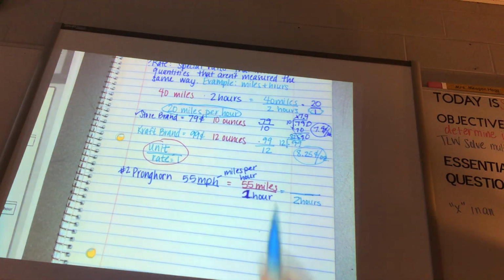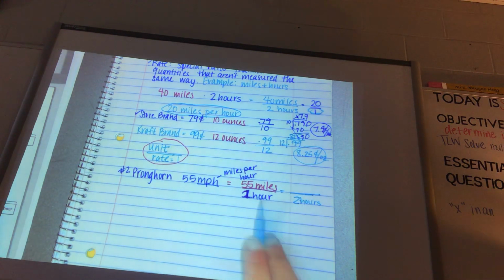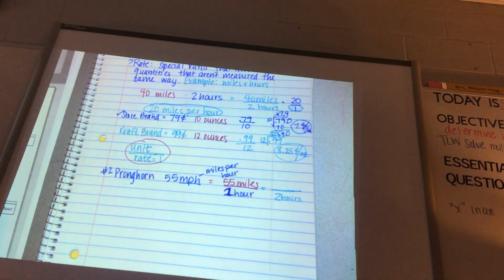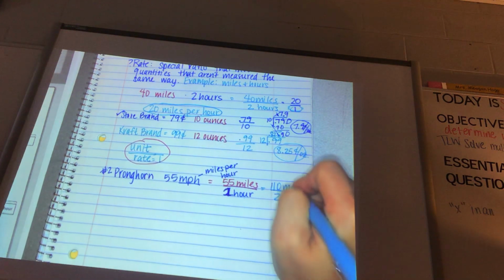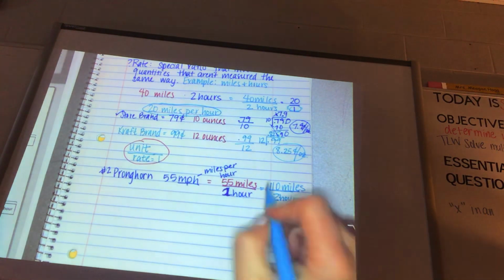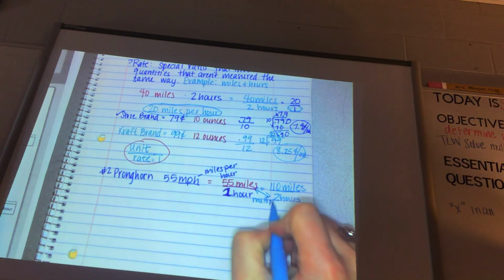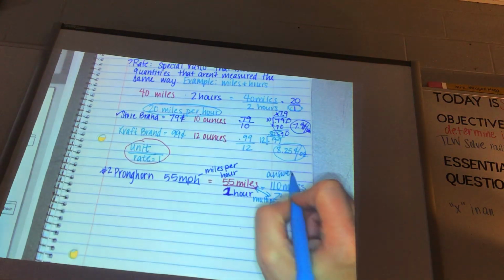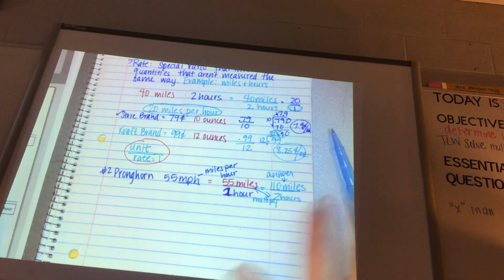We'll put our hours on the bottom because that's where that unit goes. 55 times 2 would give you 110 miles. Okay? You multiply here, and then you put your answer here. And that makes sense because if you did 110 miles divided by 2 hours, it would give you 55 miles in an hour. So, do you think you know what the number 1 fastest animal is?